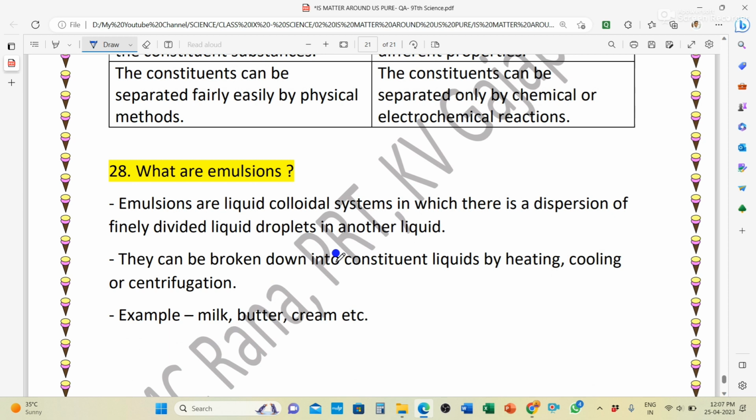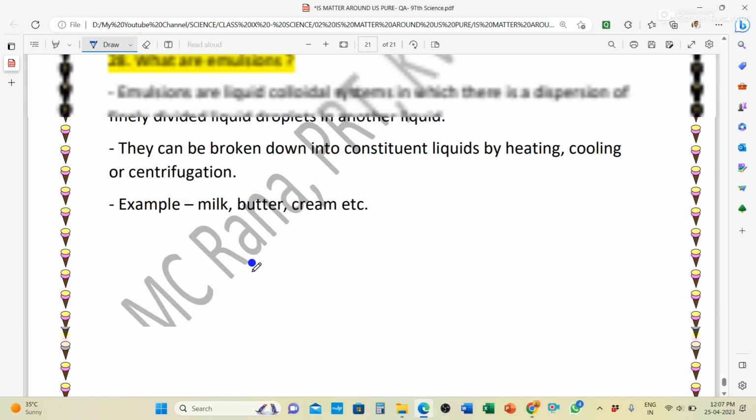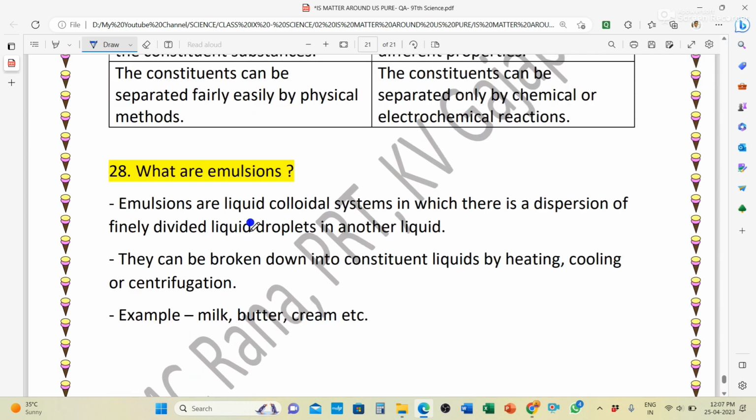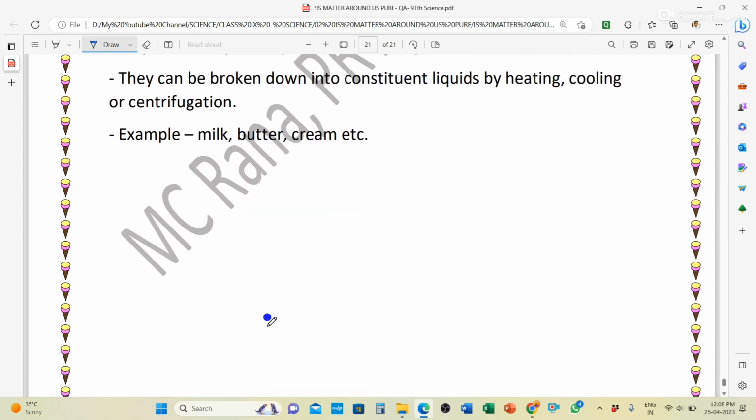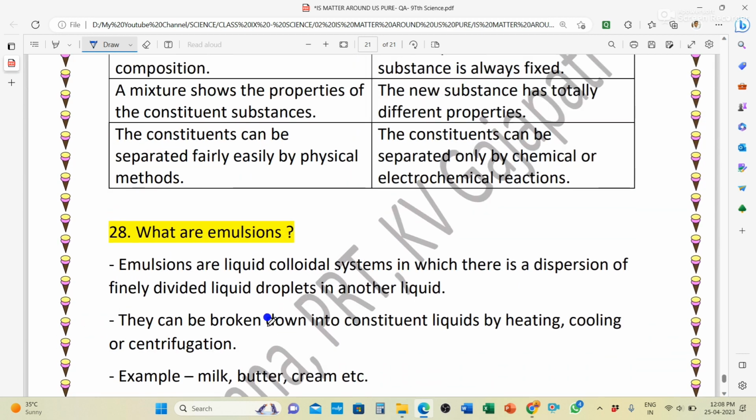Now we will discuss emulsions. So what are emulsions? Emulsions are liquid colloidal systems in which there is a dispersion of finely divided liquid droplets in another liquid. They can be broken down into constituent liquids by heating, cooling, or centrifugation. The best example of an emulsion is milk. These are colloidal systems having liquids. Milk, butter, cream are examples of emulsions. So these are also one kind of colloidal solutions.